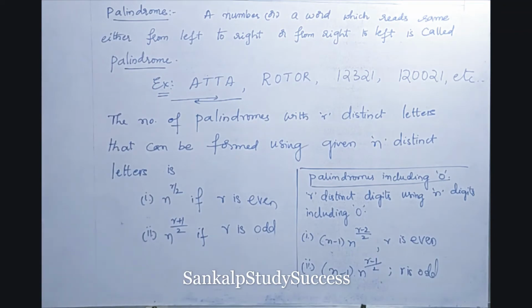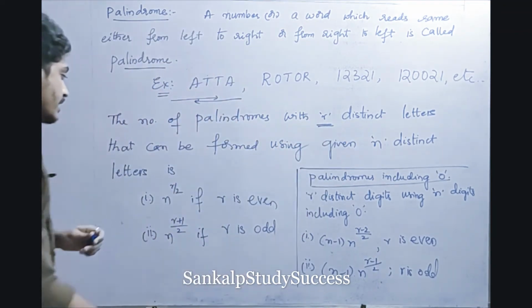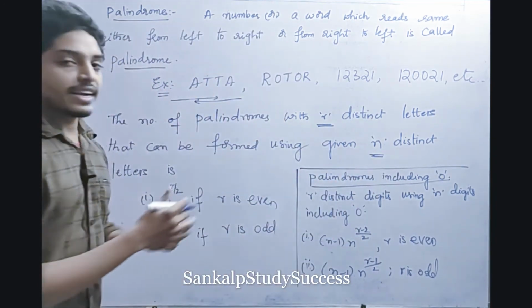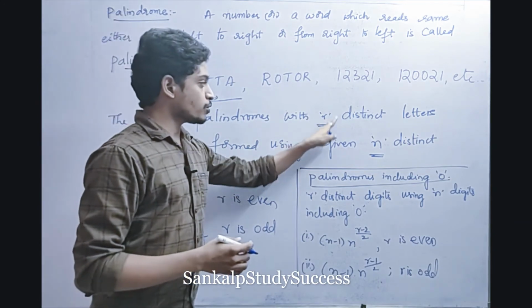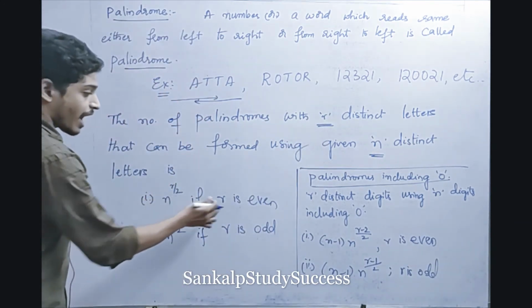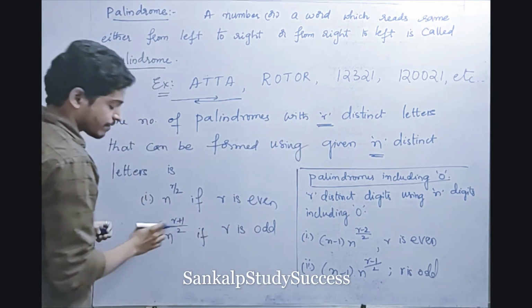And the important formula is the number of palindromes with r distinct letters that can be formed using n distinct letters. So we have n letters. From n letters we have to use only r distinct letters, so how many palindromes can be formed? If r is even, then n power r by 2. If r is odd, n power (r plus 1) by 2.